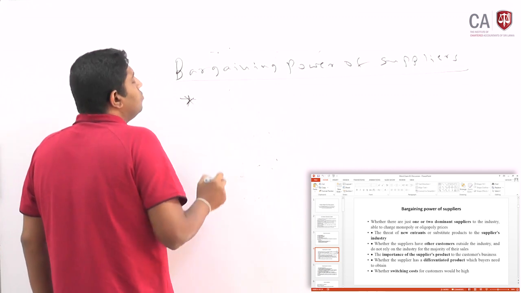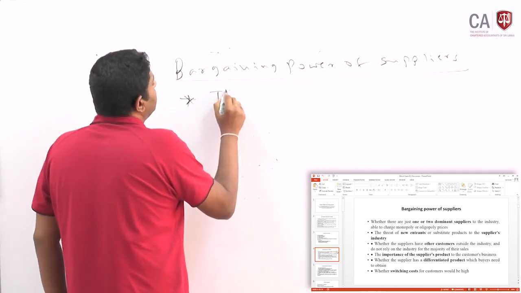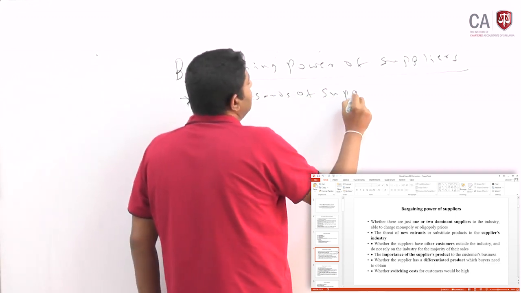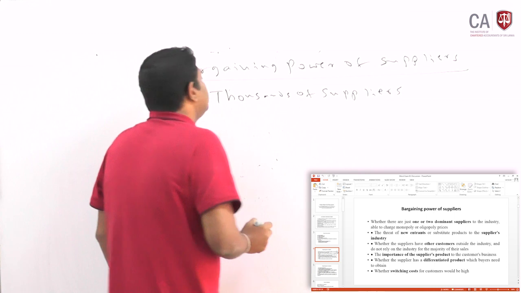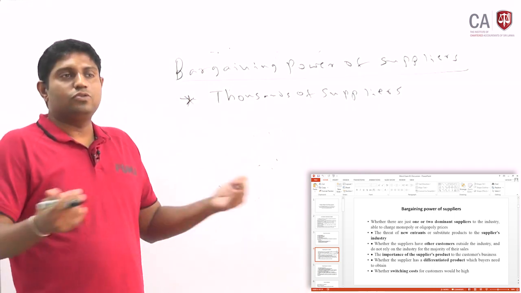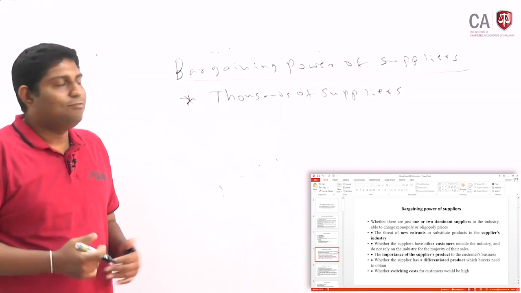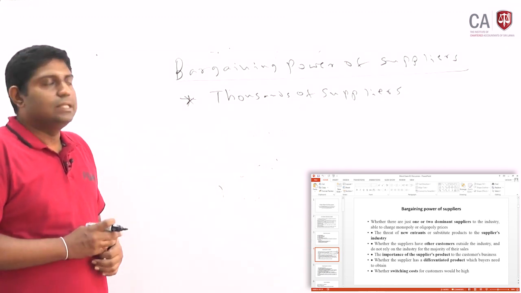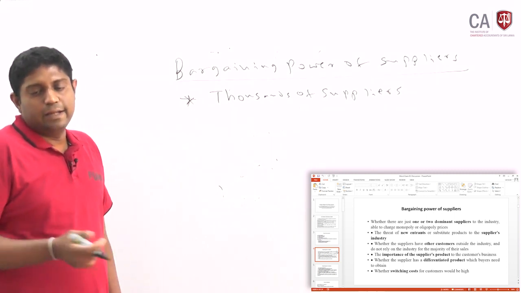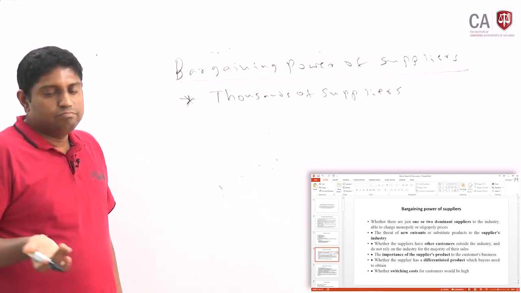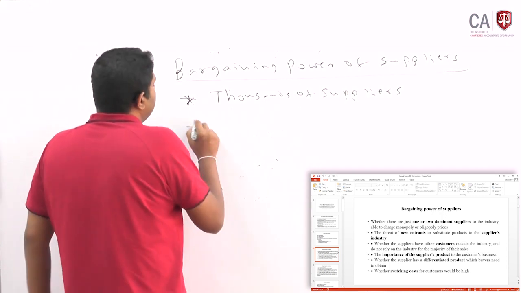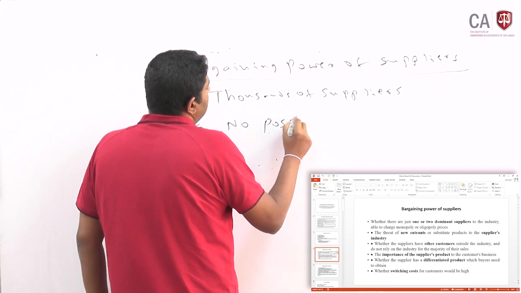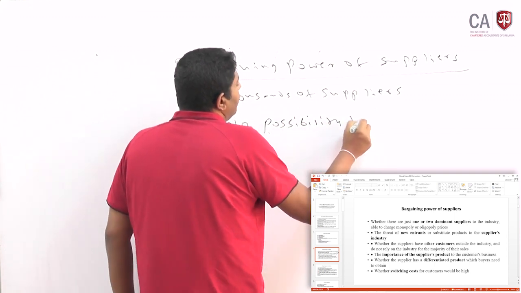There are thousands of suppliers available. At the same time, we also have our own farms, therefore this has been further reduced. Then here, there is no possibility to have differentiated products, no possibility to have differentiated product.